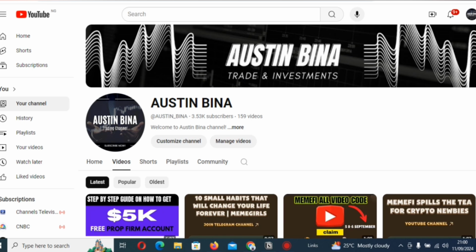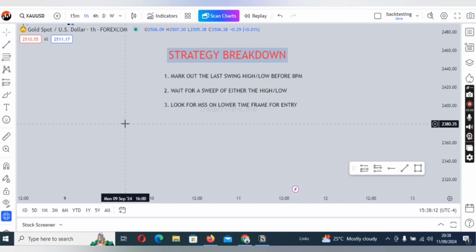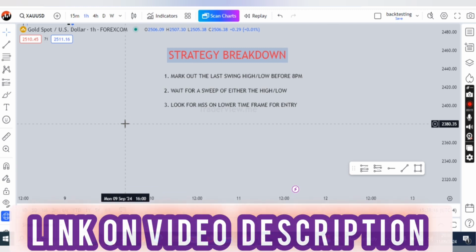Let's get started, guys. Alright guys, I want you to pay close attention. By the way, I'm actually using a platform. This is not TradingView, as you can see right here.